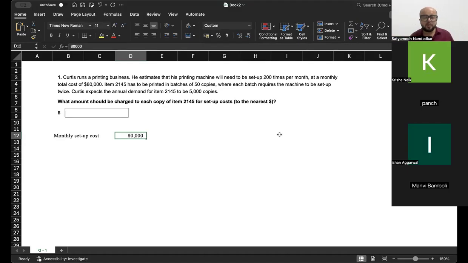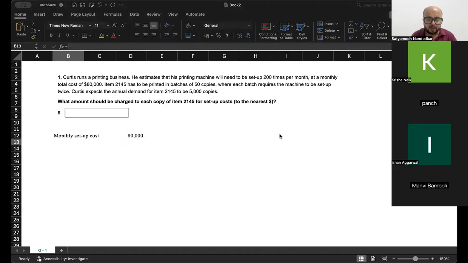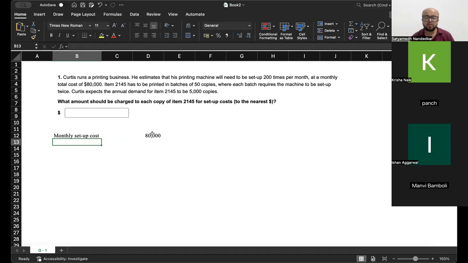Here the monthly setup cost is 80,000 and the machine needs to be set up 200 times a month. So when we are using activity-based costing, it is in contrast to the traditional idea of absorption of overheads. In the traditional approach, you always divide by the number of units or number of hours. But in activity-based costing, what we are trying to analyze is, for each item of overheads, can we find the item which drives the overhead cost? What do I mean by drives the overhead cost? That item which influences the overhead cost.